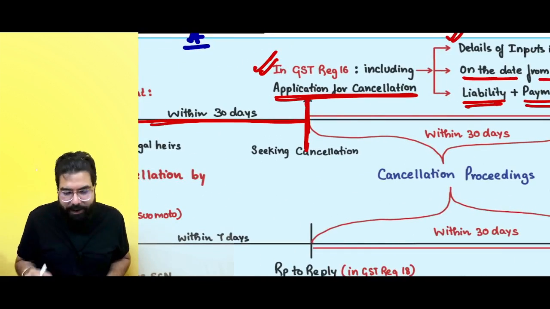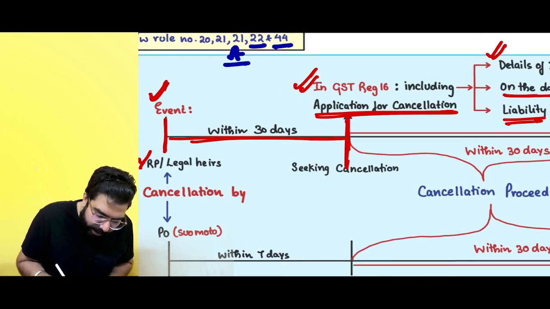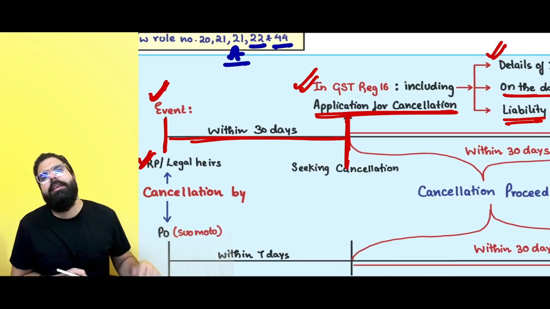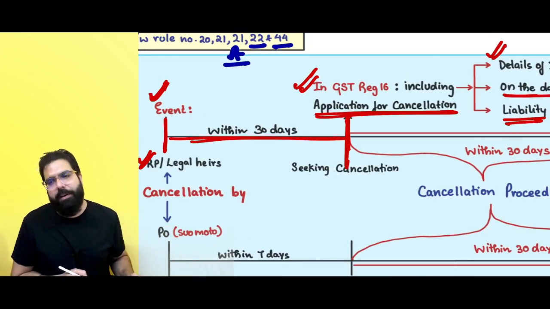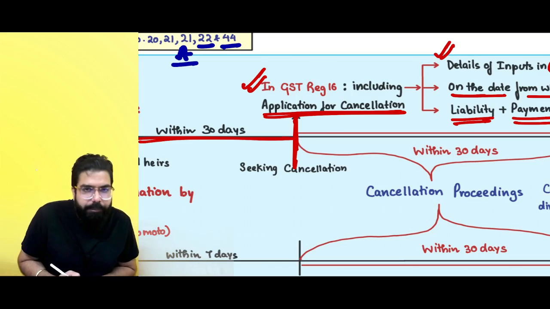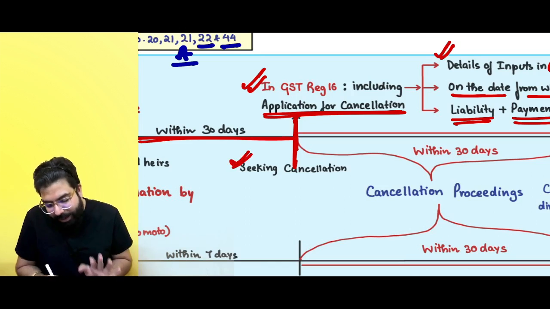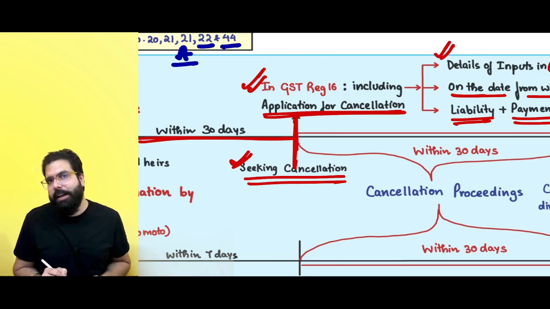Okay sir, I applied. Sometimes it happens you applied on the 15th only, saying, sir, I want cancellation from 1st of April. Then when you give the application, the event happened and you are seeking cancellation from there, so on that day whatever your stock detail is has to be given.